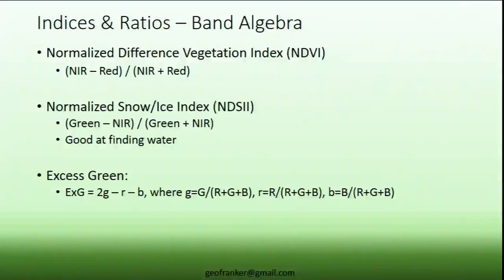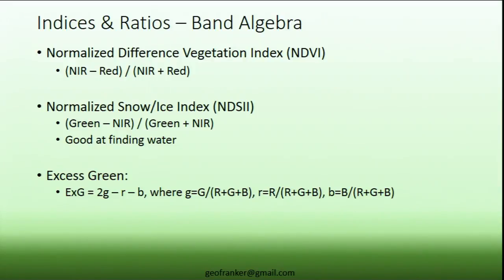Now, with NAIP imagery, you can also do indices, and I think everybody's probably pretty familiar with NDVI, the Normalized Difference Vegetation Index. We're just taking the near infrared minus the red divided by the near infrared plus the red, and we can get a grayscale image that represents vegetation health or vegetation vigor. Another index that's quite useful is the Normalized Snow Ice Index. The Normalized Snow Ice Index was designed for satellite imagery in polar regions. However, when you apply it to NAIP imagery, it's very interesting that water bodies come out very strongly. And I have a few examples of that.